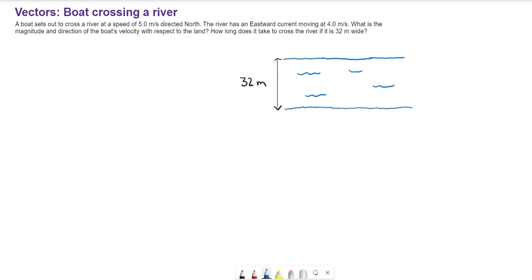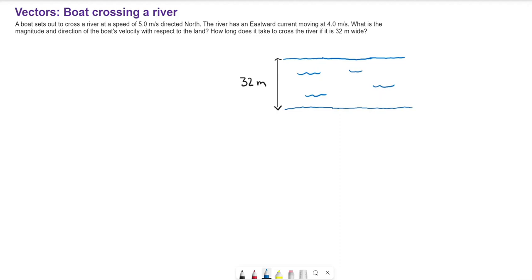All right, in this video, we're going to look at a problem where a boat is crossing a river, and we're given the velocity of the boat and the velocity of the river. And we're asked for the magnitude and direction of the boat's velocity with respect to the land. You'll see this type of problem often early on in a physics class when you're trying to get the idea of how vectors work in physics. So let's go ahead and read through the question and figure out how to begin the problem.